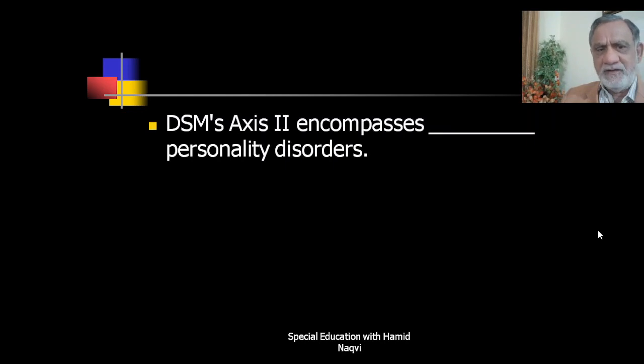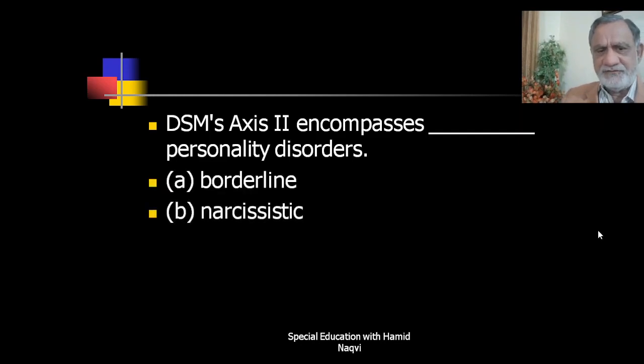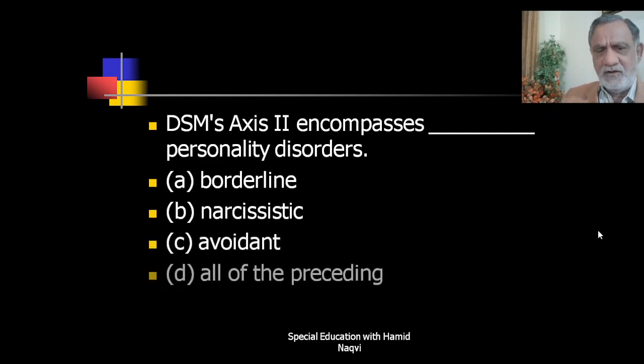DSM-IV encompasses dash personality disorders: borderline, narcissistic, avoidant, all of the preceding. Correct answer is all of the preceding.